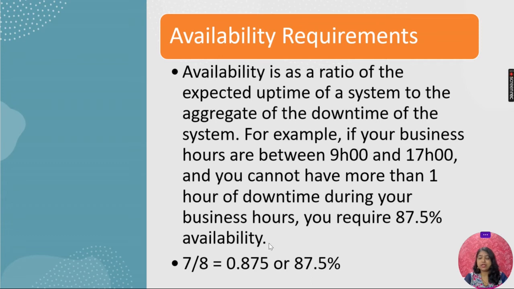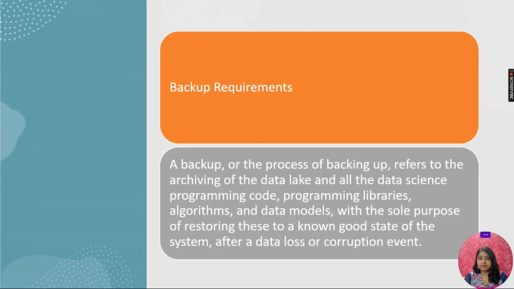Suppose our system should be available from 10 to 6 and it is allowed that there can be 2 hours of downtime. So out of 8 hours, 6 hours the system should be available, and accordingly we can calculate the availability.